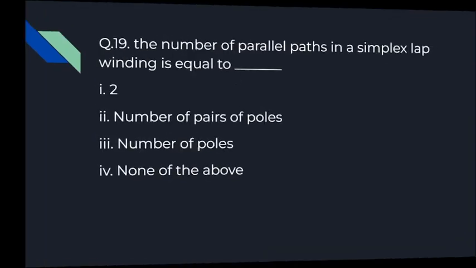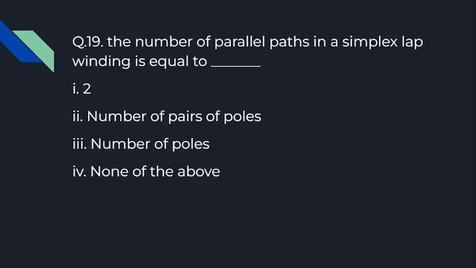Whereas in lap winding, the next question is: the number of parallel paths in a simplex lap winding is equal to dash. So in lap winding, the number of parallel paths will be equal to the number of poles. So option 3 will be the answer for this.